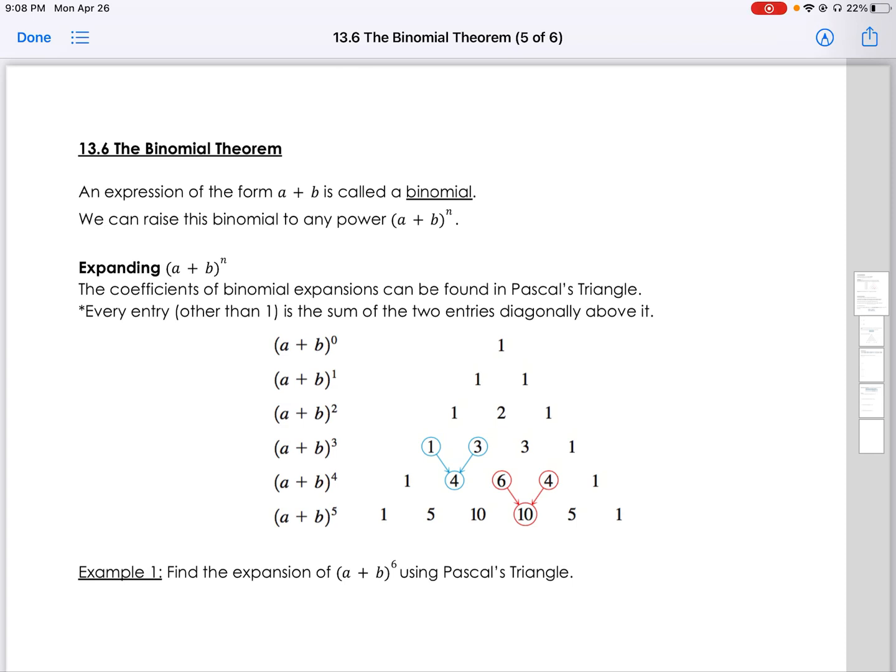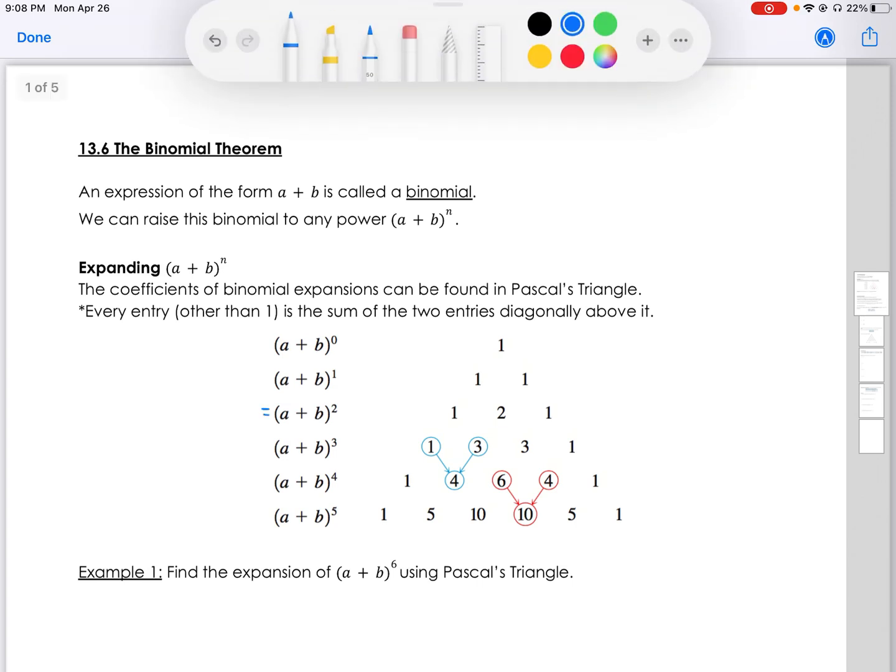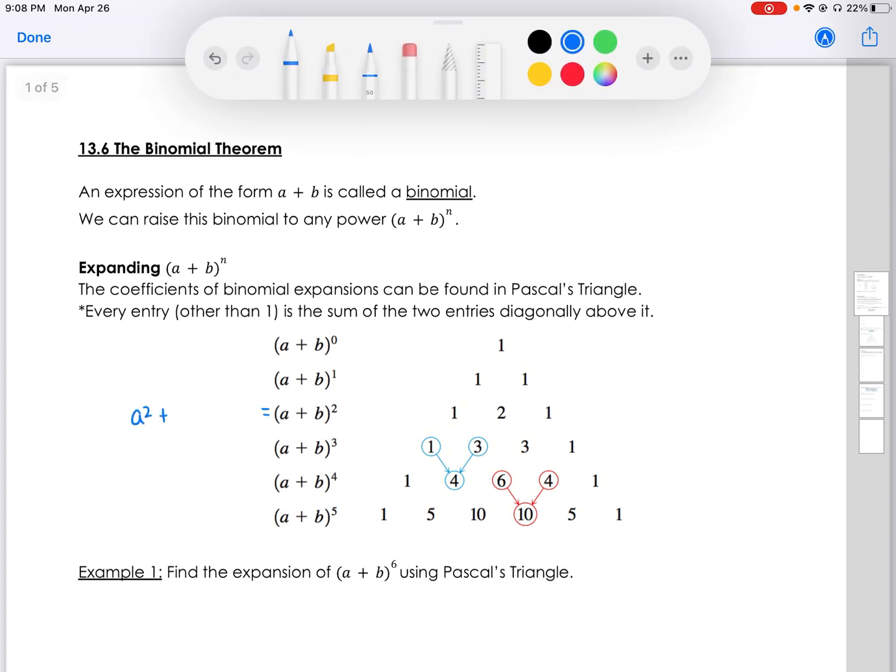To find that pattern, we can raise it to the first, the second, the third, the fourth, and so on. Actually, we could even start at 0. We know anything to the 0 power is 1. And then a plus b to the first power is obviously just a plus b. When we square, we get a squared plus 2ab plus b squared. And then we can just continue this pattern.